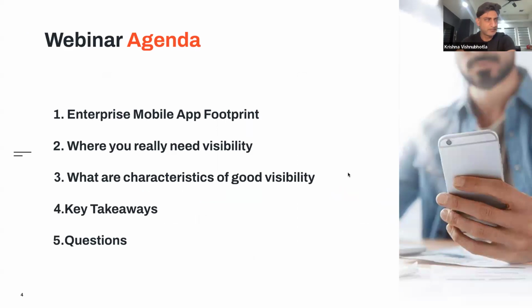So folks, the agenda, real quick. One, we'll start off with what does an enterprise mobile app footprint look like today? We have over 2,000 customers today, and all of them use mobile apps slightly differently. They have a lot of things in common, but there are also some differences. And the way they use mobile apps determines what security, protections, and visibility they need. Where do you really need visibility?